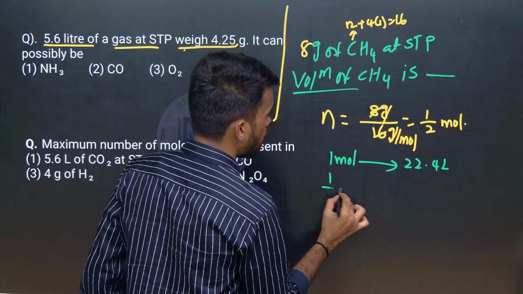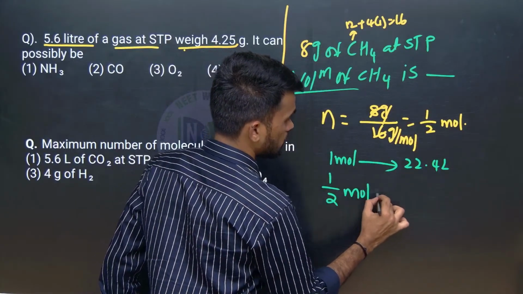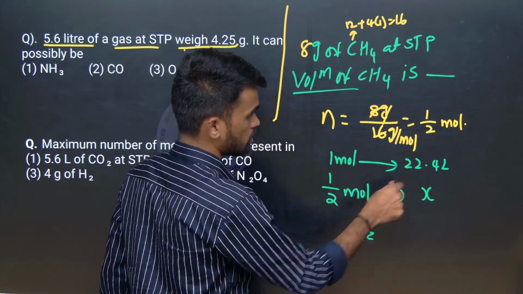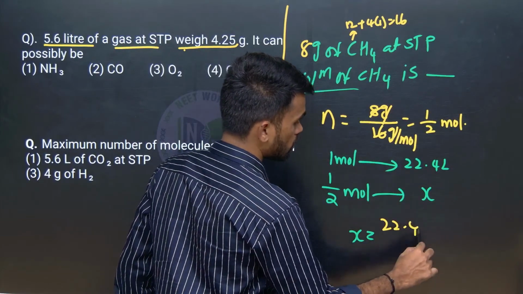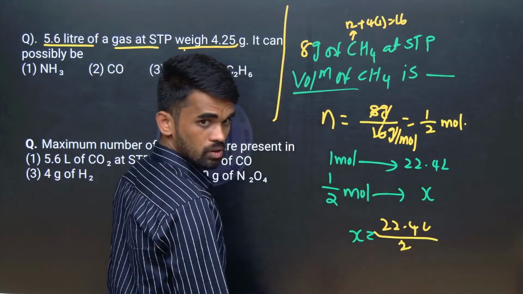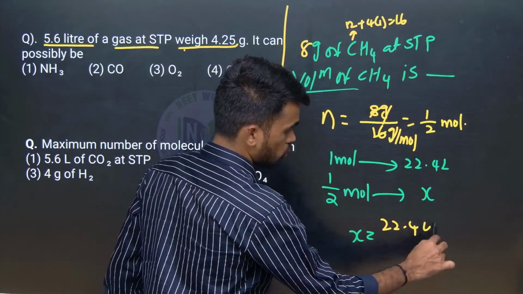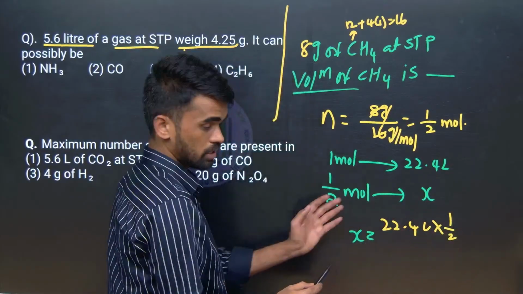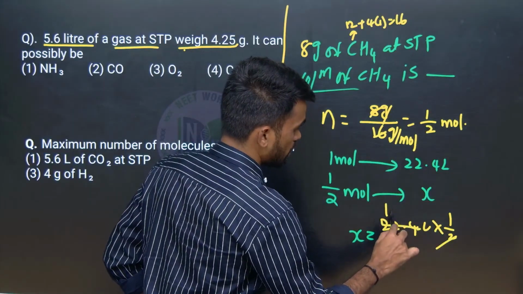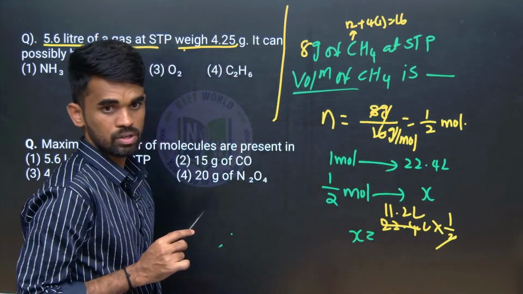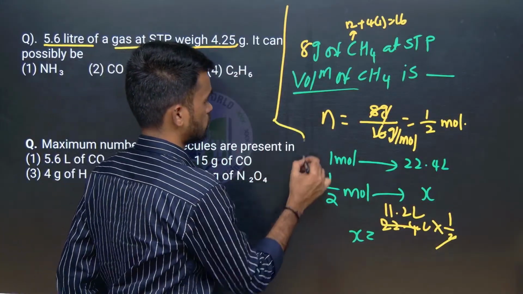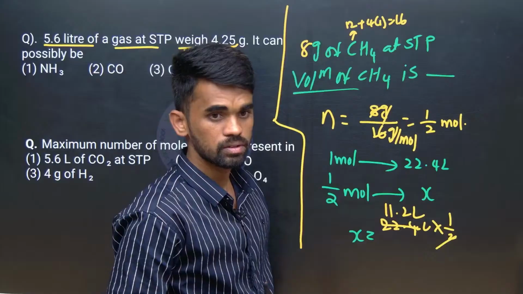So here we have half mole. Let us consider the volume as X. Using the unitary method, X equals 22.4 liters divided by 2. How did we get this 2? We multiply by 1 by 2, this one into this one. So it is 11.2 liters. Clear now?